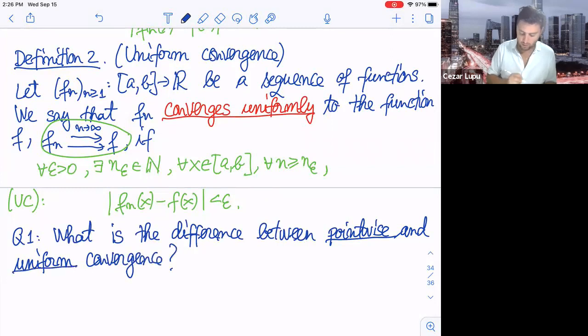That is the first question that we would like to answer. All right, so let's start with pointwise convergence.